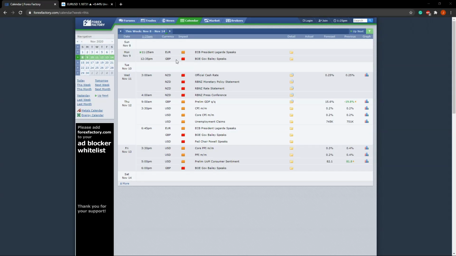Then just a brief look at the economic calendar for the week. We can see that later today we have the European Central Bank President speaking, and then at 12:35 the Bank of England Governor speaking. Then on Tuesday there are no events scheduled. On Wednesday a few events affecting New Zealand. On Thursday, there's CPI figures and unemployment claims. And on Friday, we have core PPI, and of course, the preliminary consumer sentiment reports at 5.